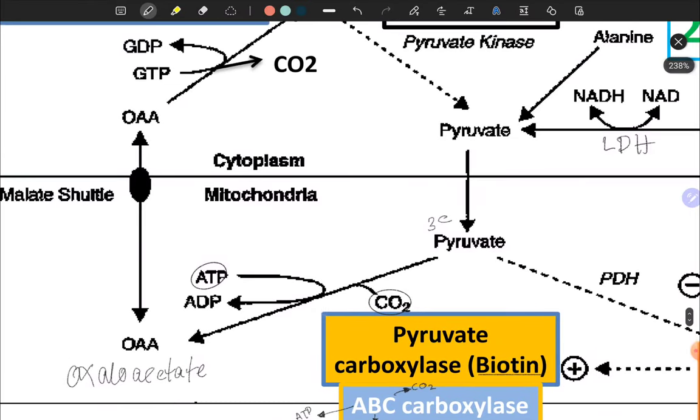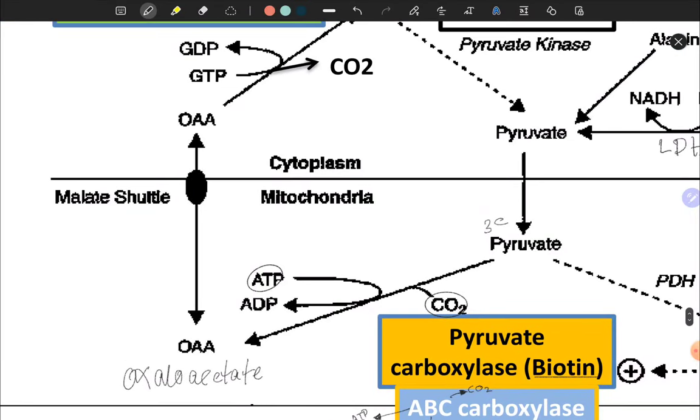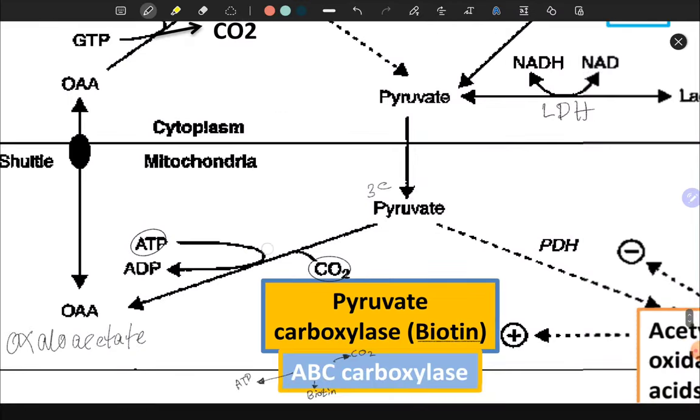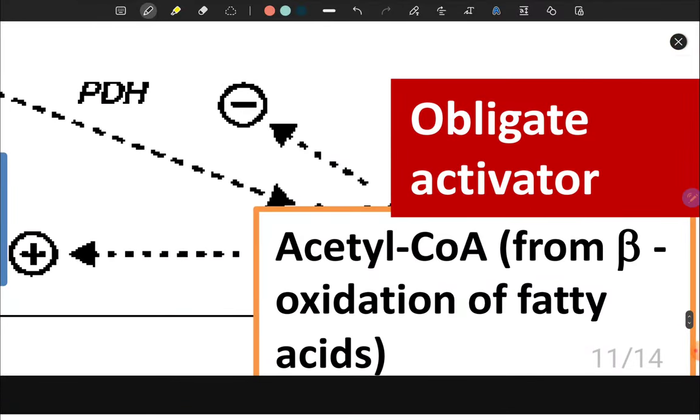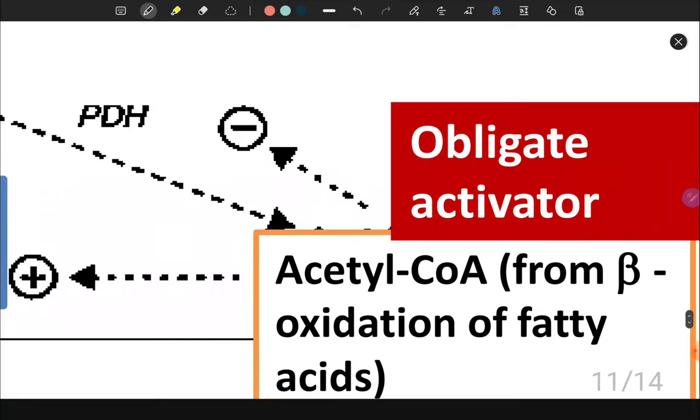It will enter or reverse or return back to the cytoplasm. Okay? Before continuing this part, it's important to know that pyruvate carboxylase also has an important activator. It's called acetyl-CoA. Acetyl-CoA acts like an obligate activator for pyruvate carboxylase.